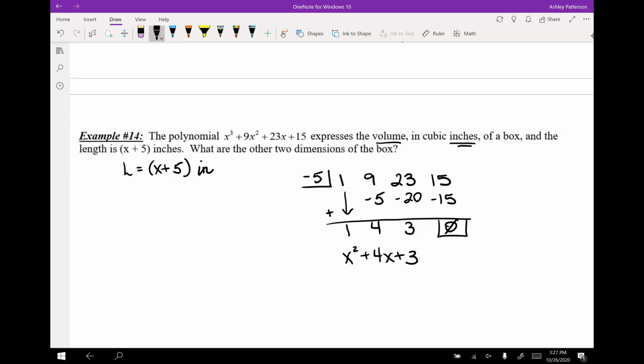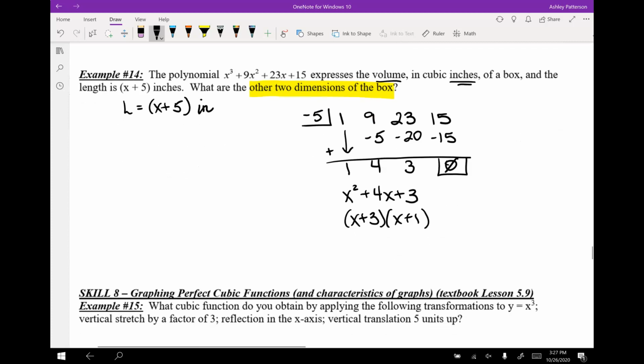We always start one degree less because we're dividing. We're taking away one of our x's. One of our degrees. And then we need to factor this because it asked for what are the other two dimensions of the box. So if we factor, we get x plus 3 and x plus 1. It doesn't matter which one is the width or which one is the height. All that matters is that the other two dimensions, we're going to say are x plus 3 inches. Super important that you add the unit of measure, and x plus 1 inches.